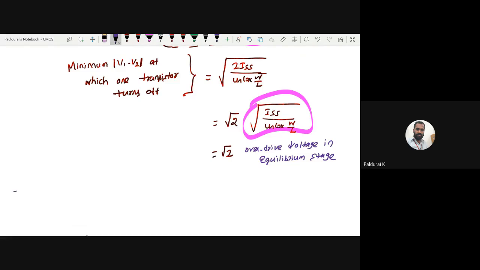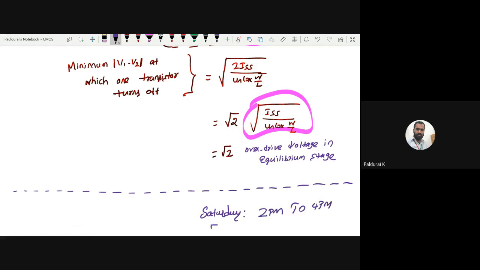Please make a note. With this, I want to stop here for today's class. We will continue tomorrow 2 to 4, right? Be ready. I will try to complete this differential pair by tomorrow's class if possible. Actually I need 3 more hours to complete the differential pair. I took one hour today, and after this I need 3 more hours, but tomorrow I will give 2 hours. I will try to complete the differential pair within these 2 hours.